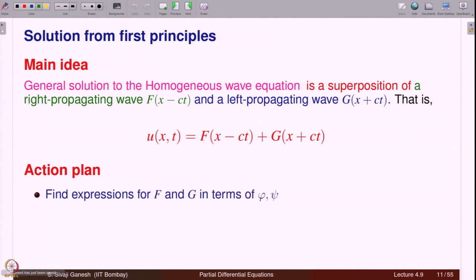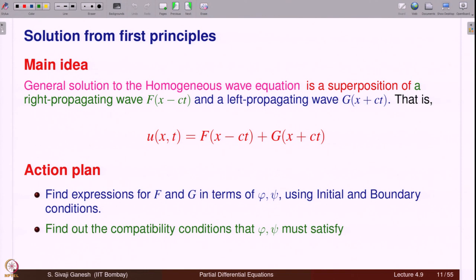So, what is the action plan for us? Find expressions for f and g. Of course, we are solving an IBVP, so naturally the expressions for them will involve the data in the problem, namely phi and psi. How do we get that? We have to use the initial and boundary conditions and find out the compatibility conditions that phi and psi must satisfy. It is actually not enough that phi is C2 of [0, L] and psi is C1 of [0, L], as mentioned earlier. They must satisfy some compatibility condition between them so that f and g are C2 functions.